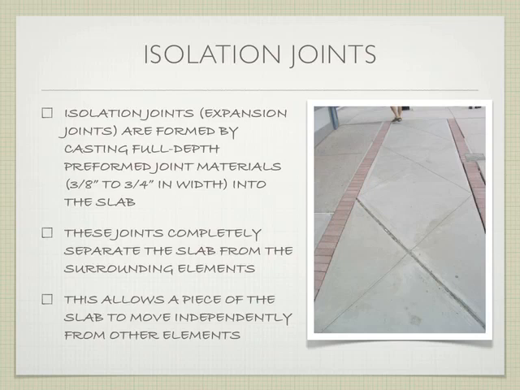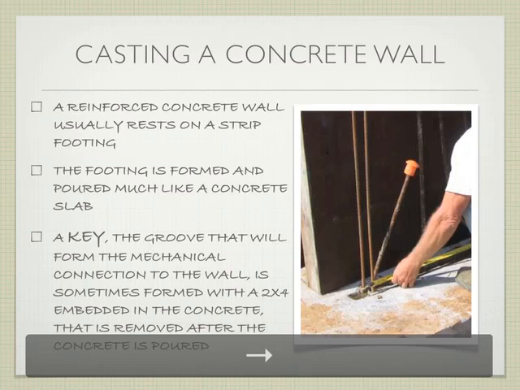Exactly. Another good place to look at them. So they're always bigger, usually about 3/4 inch wide, maybe 1/2 inch wide, something like that. They have some kind of a compressive material in them, and they run the full depth of the slab. So it's a separate piece of slab and this piece of slab, and they can move independently.